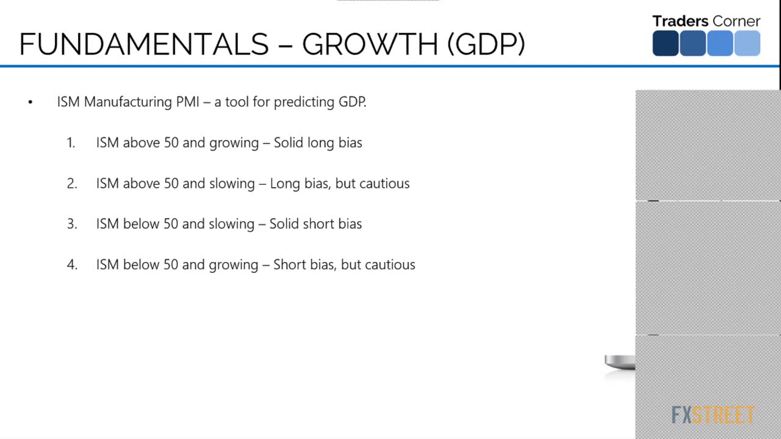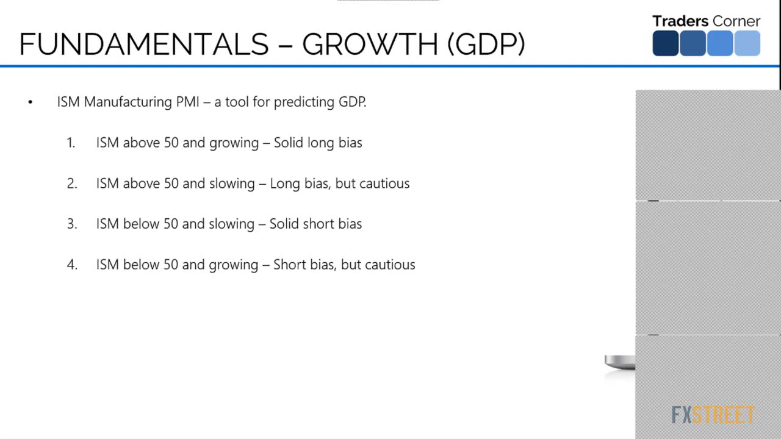If the ISM is above 50 and slowing, we're still going to be long. Our bias is still long, but we're going to be a little bit more cautious. All right. And that's sort of where we're at right now. And I'll talk about that later. But at the moment, what's been going on with the ISM, if you look back over the last 3 months, is it's been above 50, but it's been slowing a little bit. So we're cautious. We're still long, but we're cautious right now.